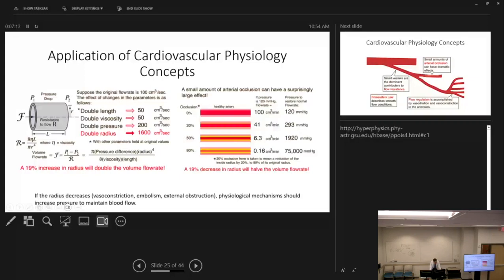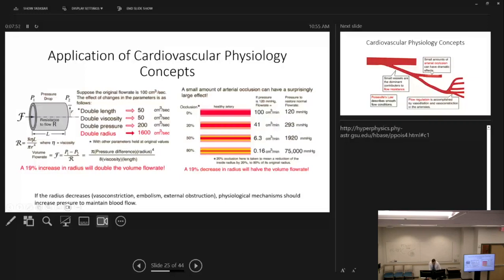There you have the difference in pressure between point 1 and point 2. There is also the length of the tube. That's something that doesn't change too much in our arteries. We are not having longer and shorter veins or arteries. That's something that is typically constant. So also the viscosity, the blood may be more or less viscous. And notice the radius.